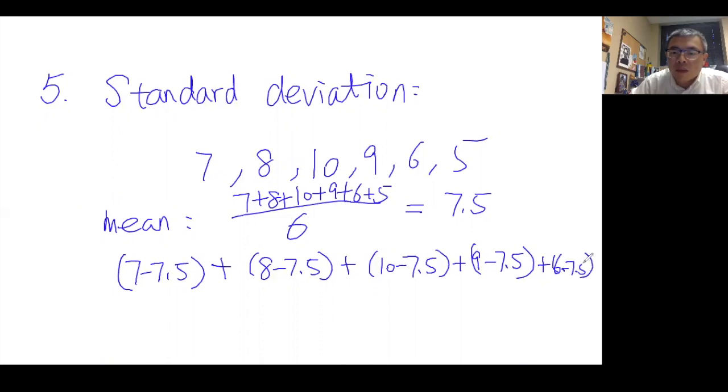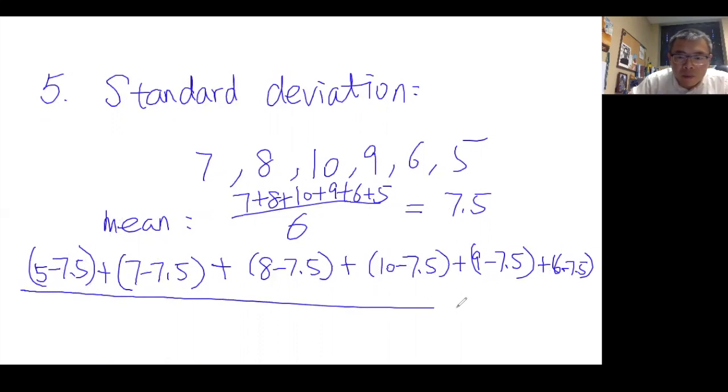I'm sorry, I'm kind of running out of space. Let me write it this way: 5 minus 7.5. So each one of these terms is the deviation of the specific data point from the mean value of the data set. We have 6 of them. Add them together, divide by 6.